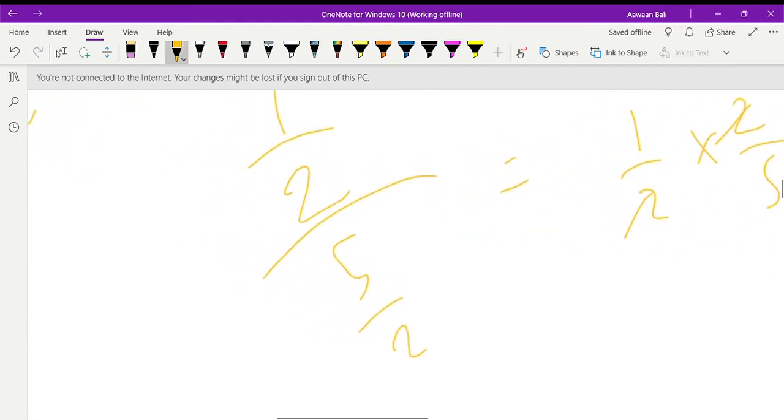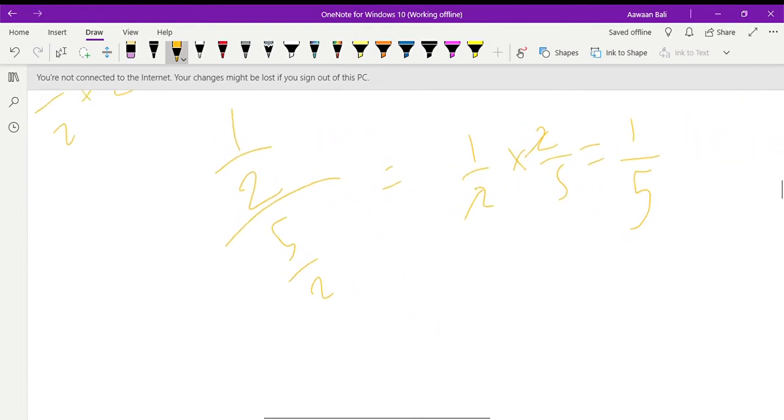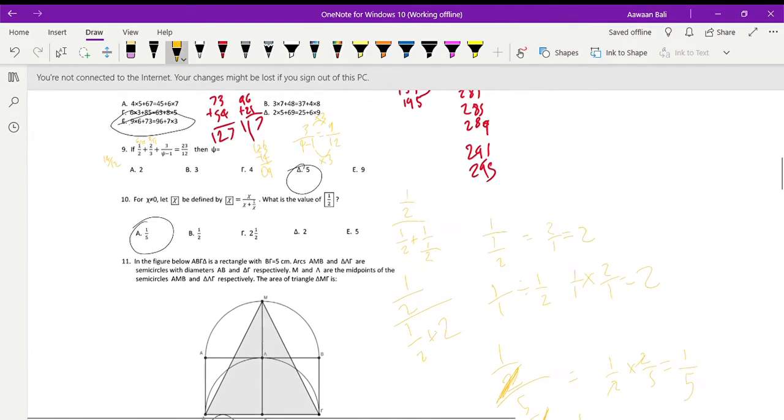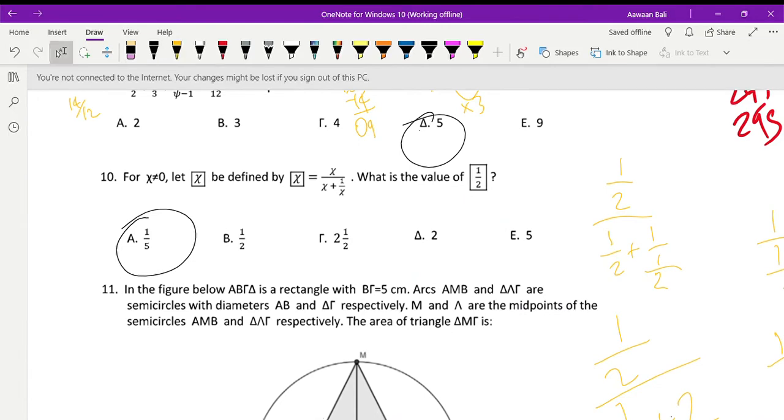You can also do this by, if you're looking at this, these two denominators are the same. So when these two denominators are the same, you can cancel them and you get 1 upon 5 directly. It's as easy as that. So therefore the answer is alpha, 1 upon 5.